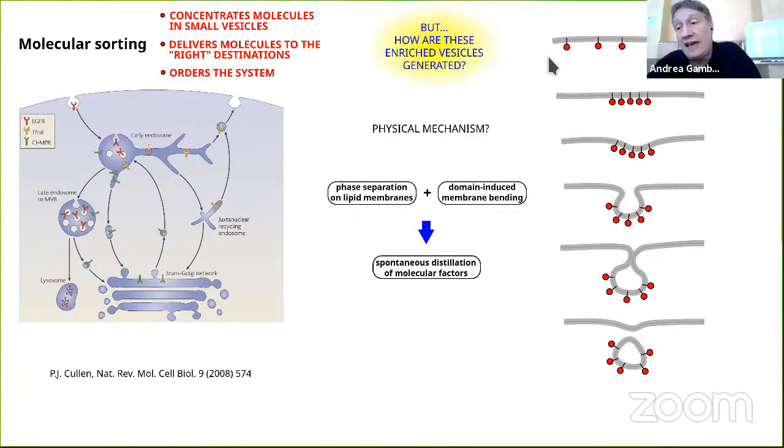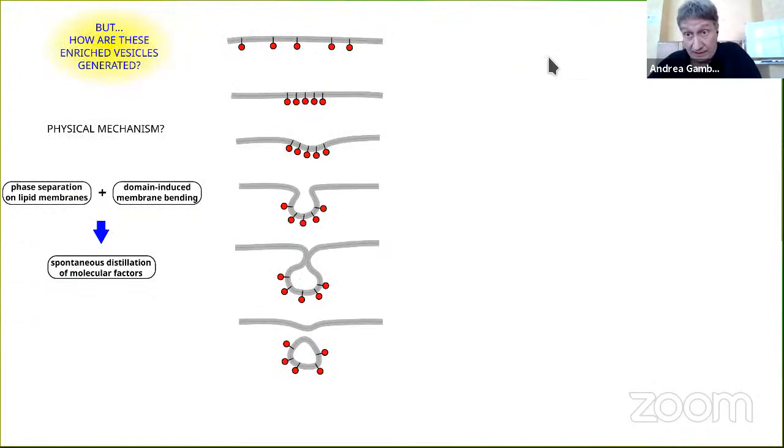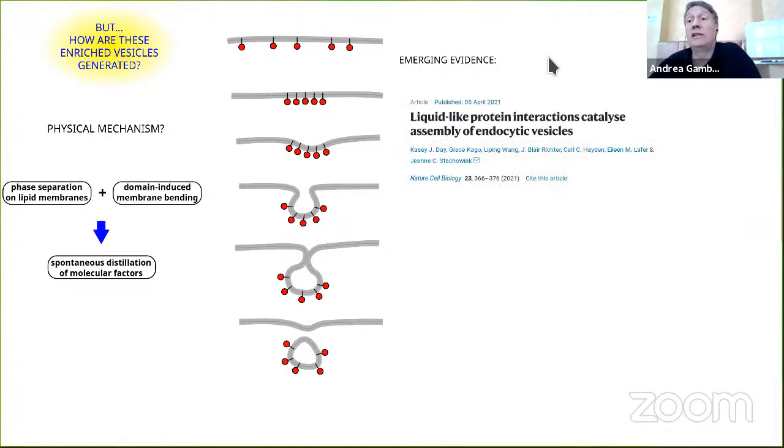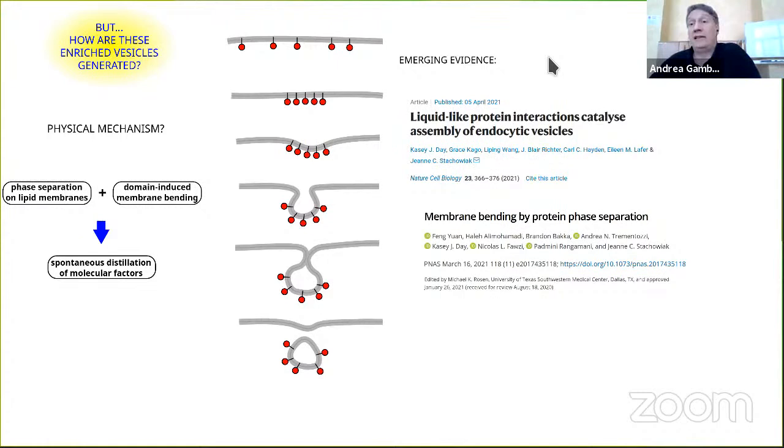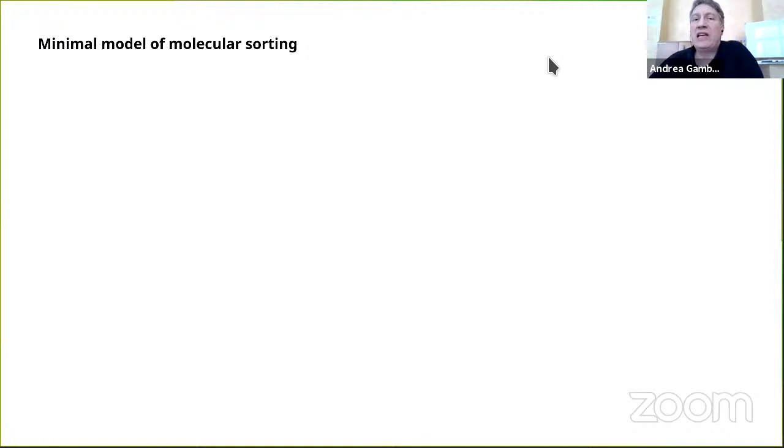And again, I will not go into details, but evidence is actually emerging in very recent years that this is actually so. Here are, for instance, two very recent papers which are stating that the formation of enriched domains by phase separation is actually driving the nucleation of vesicles. So starting from these considerations, we formulated a minimalistic model of molecular sorting.